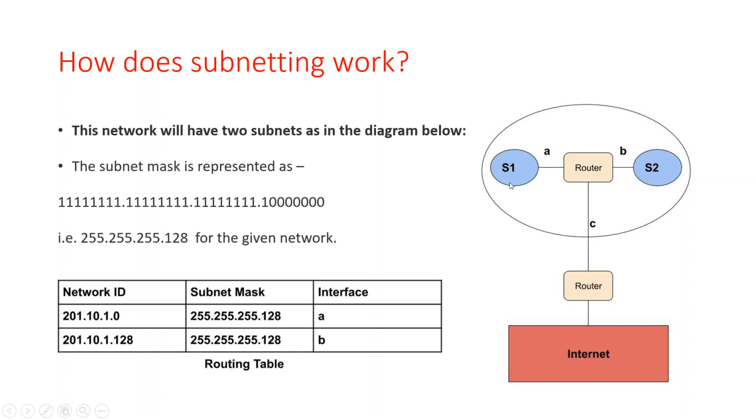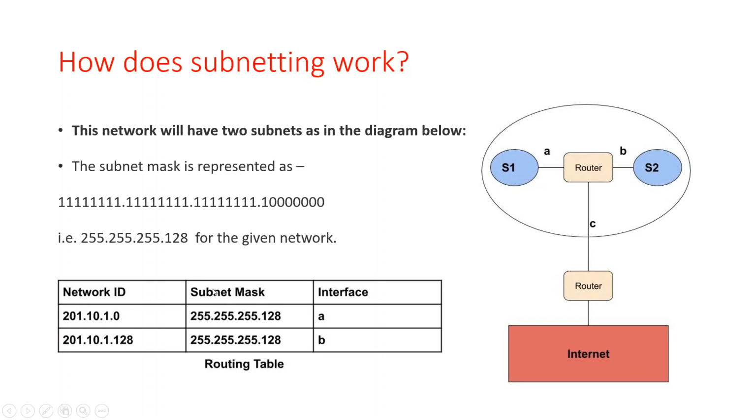Here we have subnet 1 and subnet 2. Between these two, we have routers A, B, C, and these are connected to the internet. The router inside the network will have a routing table. This is the routing table for this router, where we have the network ID, subnet mask and interface.